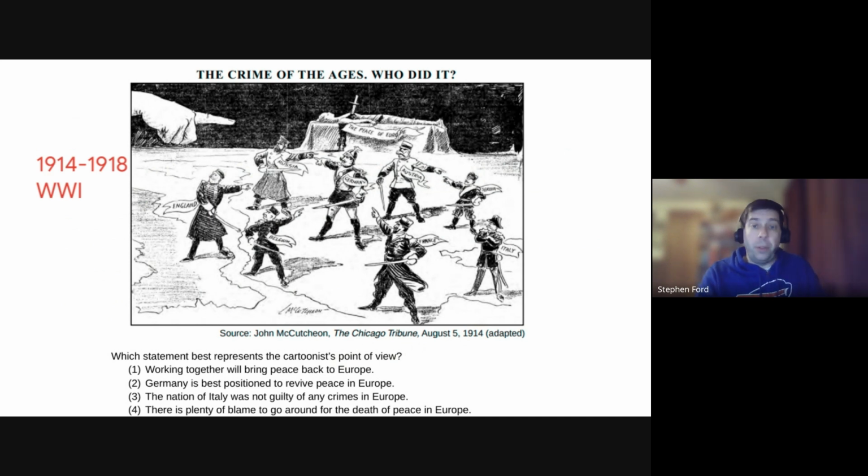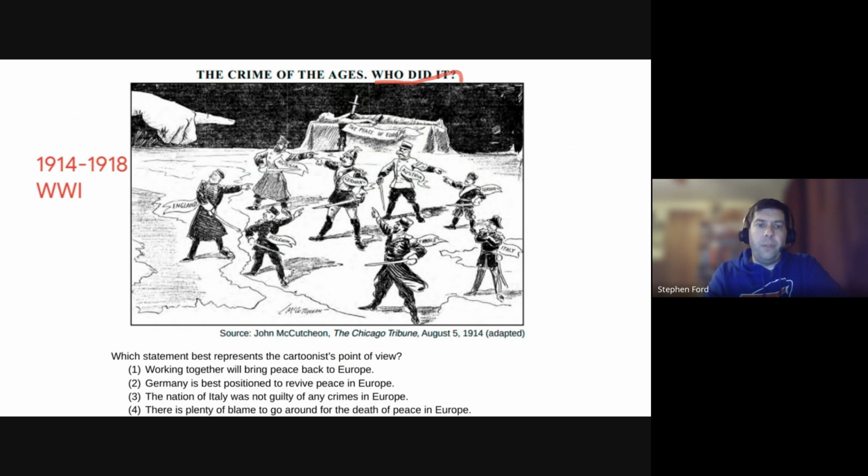Now, there are other clues here. So if it's hard for you to read, you have the paper in front of you. But I want to point out a couple of things before we read the rest of the choices. So we're looking for what is the cartoonist's attitude. Let's look at what we have back here. The peace of Europe. Looks like someone killed the peace of Europe because there is a sword stuck in. The crime of the ages seems like murder. Someone killed the peace of Europe.